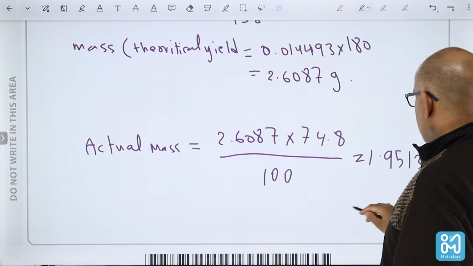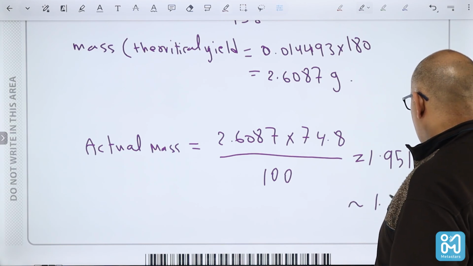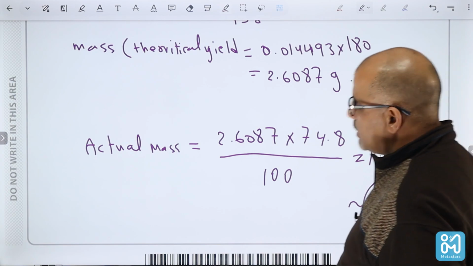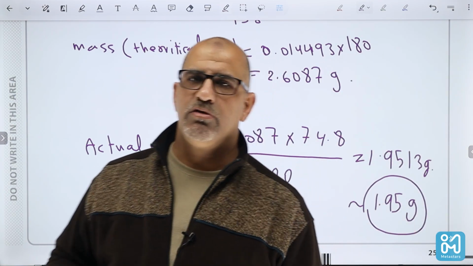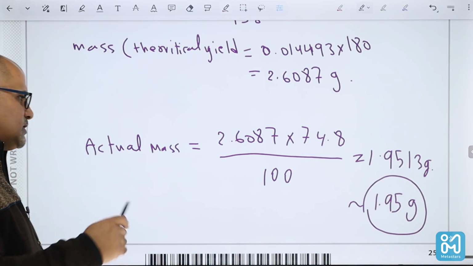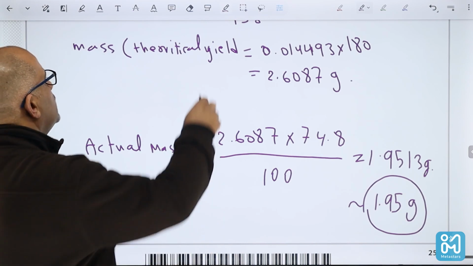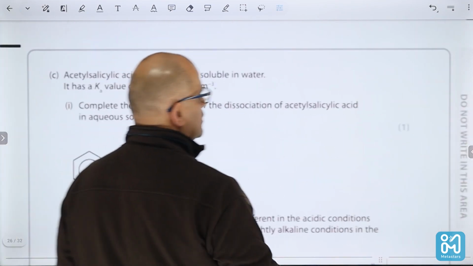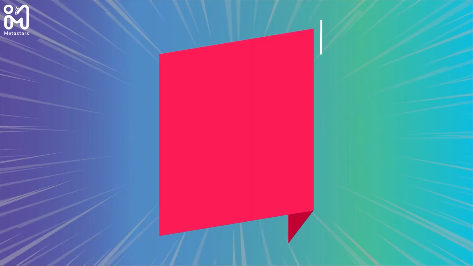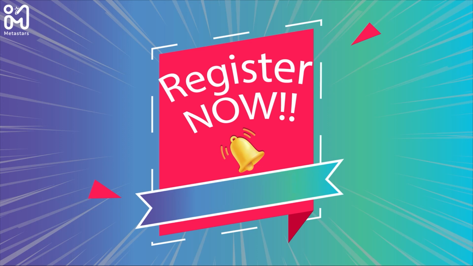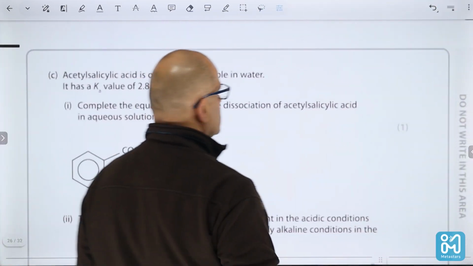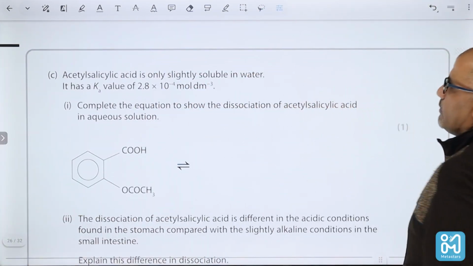And you will see it is in grams. You can round the number to be 1.95 grams, like that. Keep your calculations for the last step, then do the rounding. Okay? Don't do the rounding from the beginning.